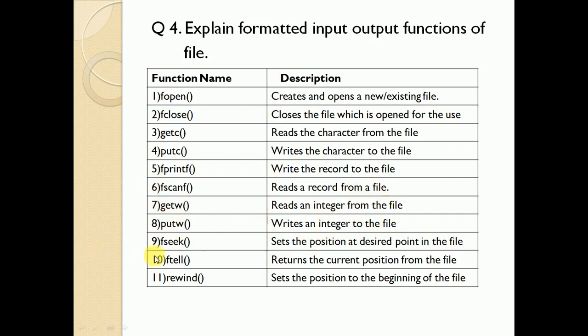The next function is fseek. Fseek is used to set the position at a desired point in the file. Then the next one is ftell. It returns the current position in the file. Then the last one is rewind. It sets the position to the beginning of the file. Wherever the cursor is in your file, it brings it back to the beginning of your file.